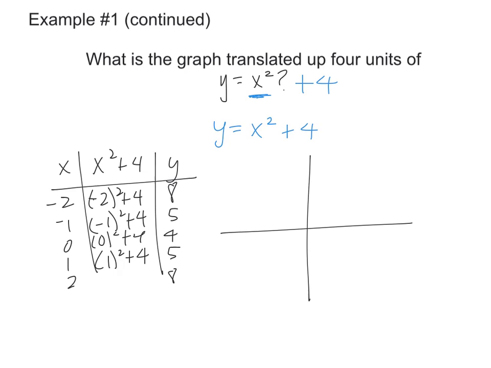So when I graph, we should have -2, 8. -1, 5, so 1, 2, 3, 4, 5 is about here. 0, 4, 1, 5, and 2, 8. And our graph should look something like that. And yes, this graph has been shifted up 4 units.